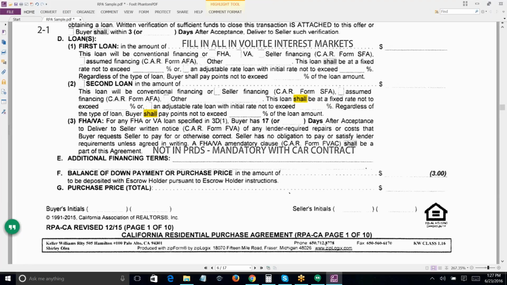So by the way, notice here it says 3% and in the parentheses it says balance of down payment or purchase price. If you use the CAR, it's going to take the purchase price, subtract the loan amount, and subtract your initial deposit. And whatever is left over will automatically go in paragraph F. Right? I can see you're all having fun.